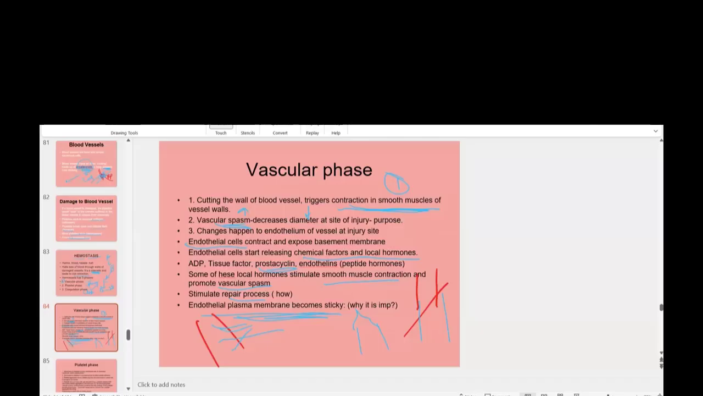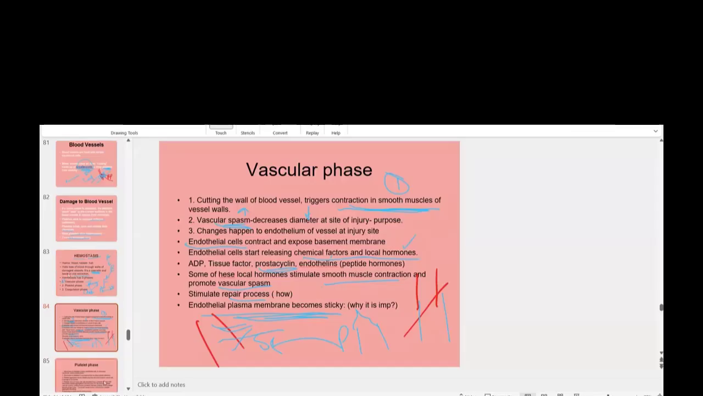You'll find also a lot of chemical factors and local hormones are discharged, like ADP, tissue factor and endothelins. They are released. For triggering the repair process, more and more endothelial cells will differentiate. And these endothelial plasma membranes will also become sticky because it is going to attract platelets to move there. They're going to trigger the clotting process to begin, or the formation of the platelet plug, so it will make its environment sticky.